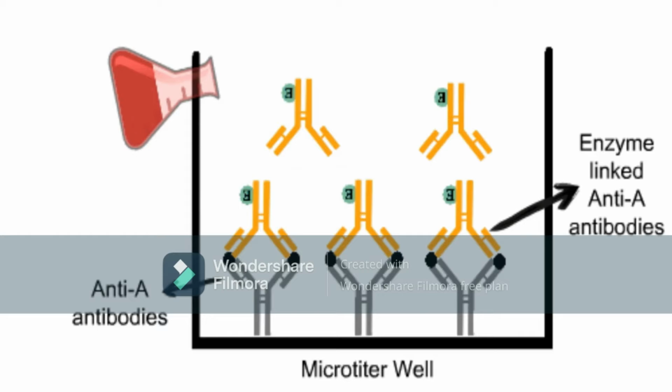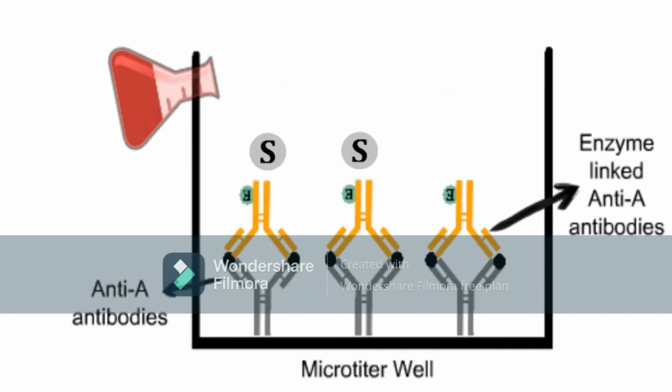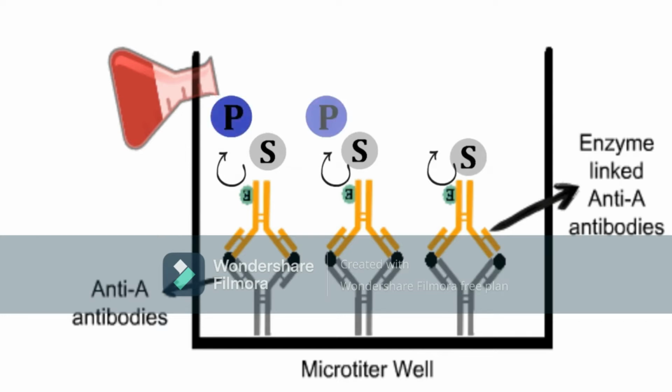So as you can see, the antigen is sandwiched between two antibodies. That's why the technique is called sandwich ELISA. And then a chromogenic substance is added to the well. Enzyme bound to the antibodies will convert this substrate into a colored product. This development of color indicates the presence of A antigen in the sample.